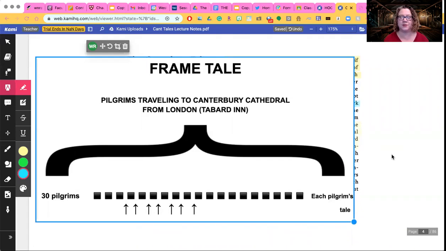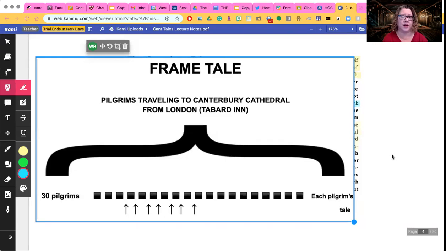And when we say a frame tale, we mean that there is an umbrella story, and within the umbrella story are multiple other stories. So there's a frame, and then within the frame, there are other stories. So Chaucer envisioned a work for the Canterbury Tales that was about some pilgrims who were leaving London to go and pray at the cathedral in Canterbury, which is about 70 miles outside of London. It's still there today. The cathedral's still there.